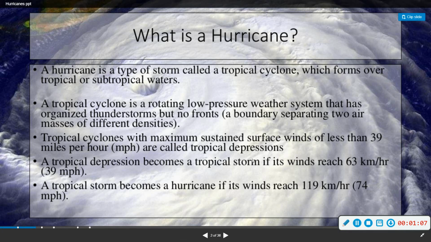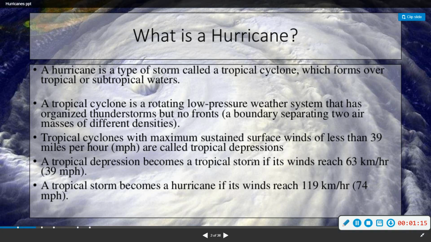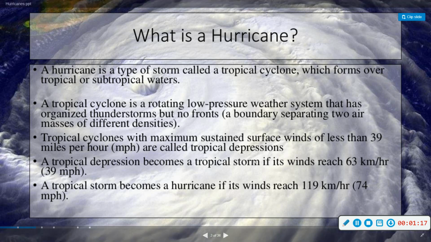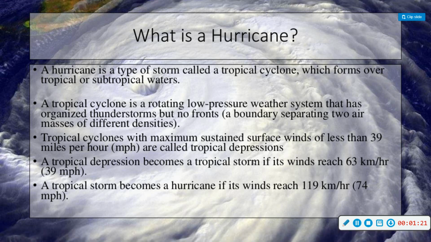A tropical cyclone is a rotating low-pressure weather system that has organized thunderstorms, but no fronts. A front is a boundary separating two air masses of different densities. You've heard of warm fronts and cold fronts and things like that.